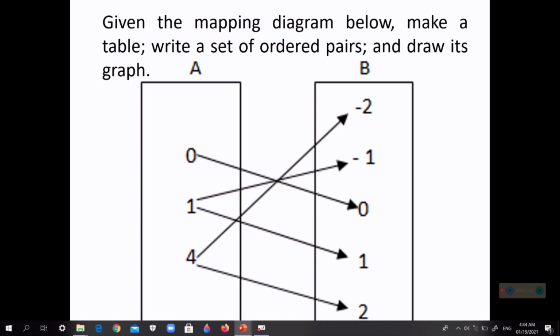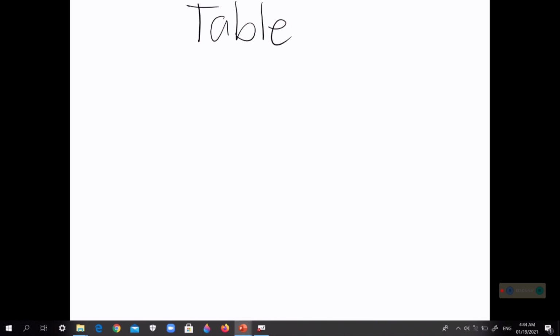So how are we going to do this? Given the mapping diagram, I have here a rectangle. Given the mapping diagram below, make a table, write a set of ordered pairs, and draw its graph. How are we going to represent this relation? Given the mapping diagram below, we have here set A and set B. We are going to make a table. As you have seen in my example earlier, you can have the table horizontally or vertically. Let us first have the vertical table.